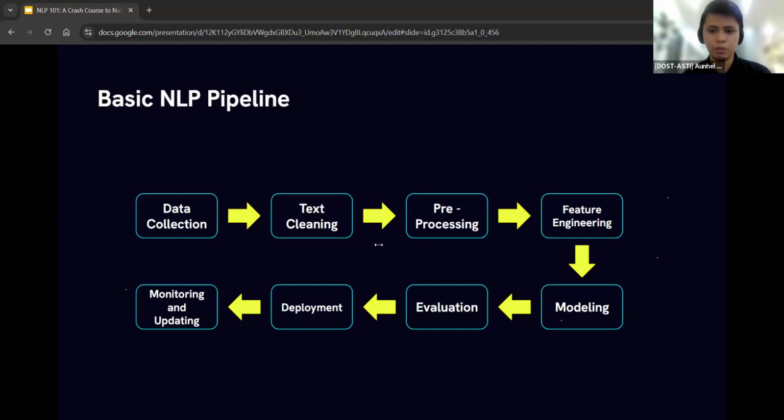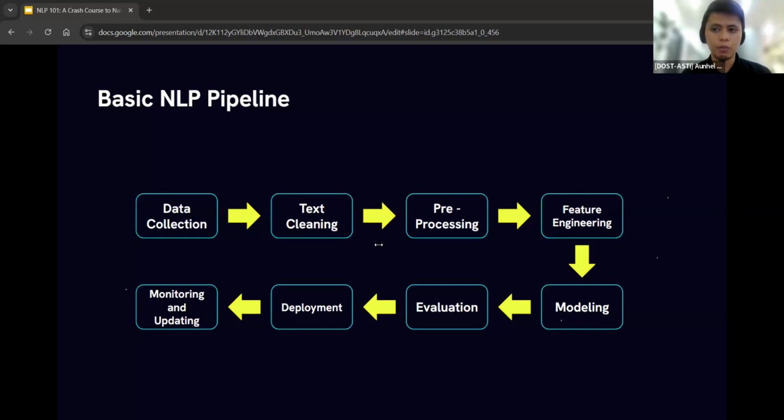Again, the next step would be pre-processing. We do some pre-processing techniques, an additional step, just to make sure we have clean data. Then feature engineering: we extract meaningful features from our text and convert them into something that our system or the computer could understand for processing. Then modeling, or training our AI model to process.